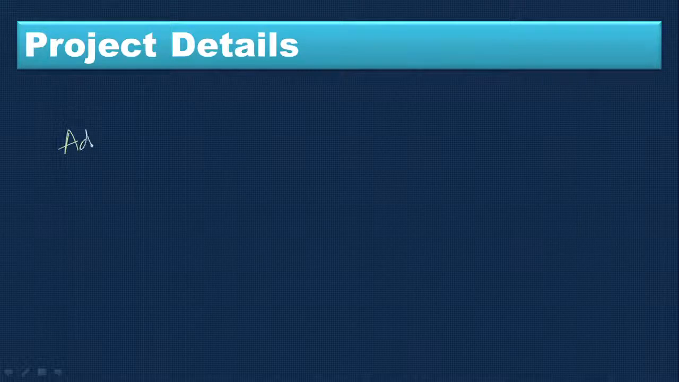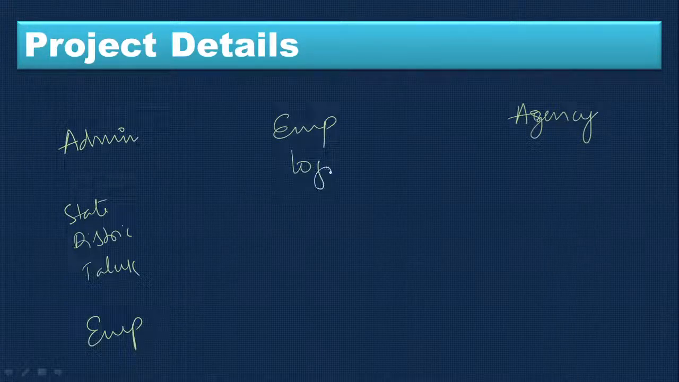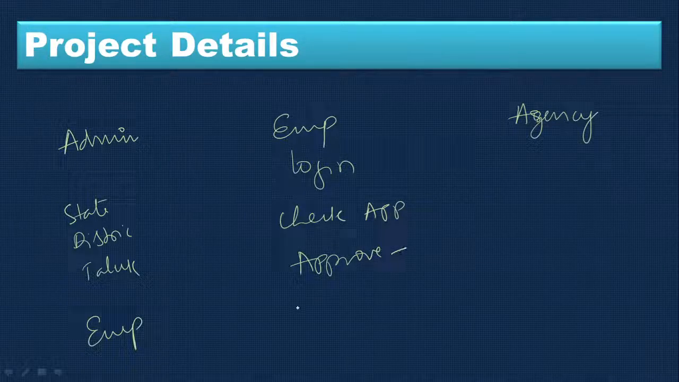For passport management, we can have three modules. One is the admin module, the next is the employee module, and the third is the agency. Via the agency we can apply for the passport and get it approved. In the admin module we provide all the basic entries like state details, district details, taluk and other things. You can also enter the employee details here, so the employee can log in. They can check the applications and approve them.